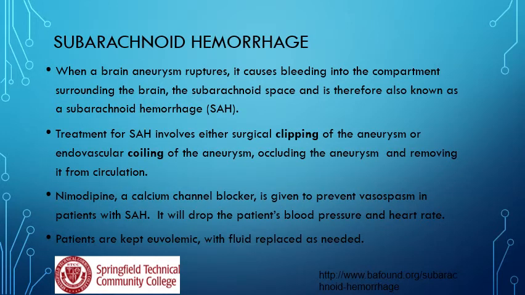So when an aneurysm ruptures in the head, it causes bleeding into the subarachnoid space. Hence, it is called a subarachnoid hemorrhage. Treatment for subarachnoid hemorrhage involves either surgical clipping of the aneurysm or endovascular coiling of the aneurysm, occluding the aneurysm and removing it from circulation, effectively taking the risk away and stopping the bleeding.